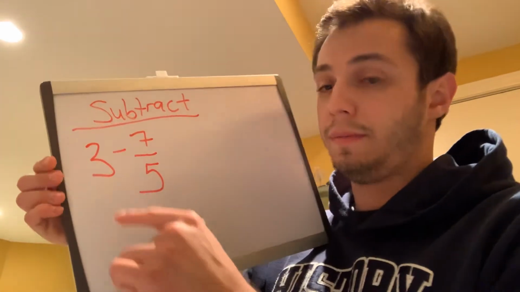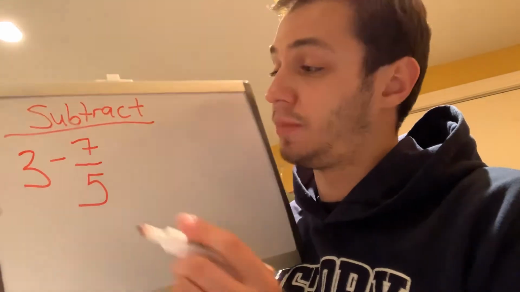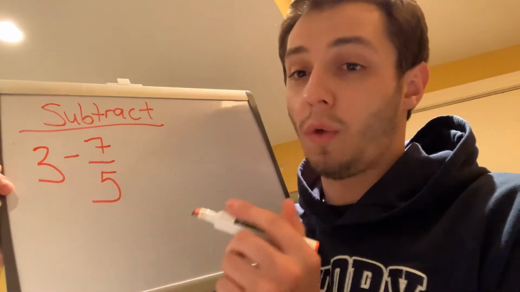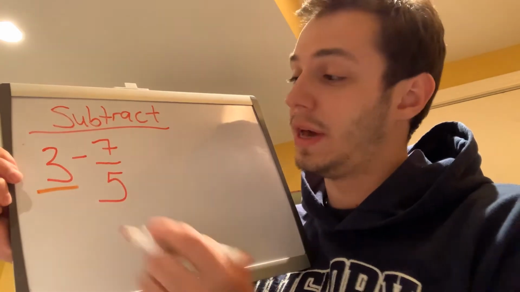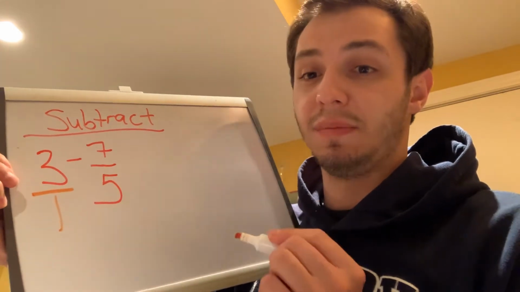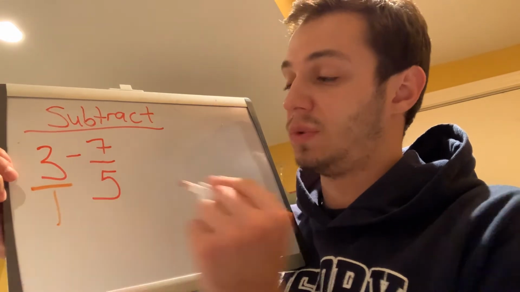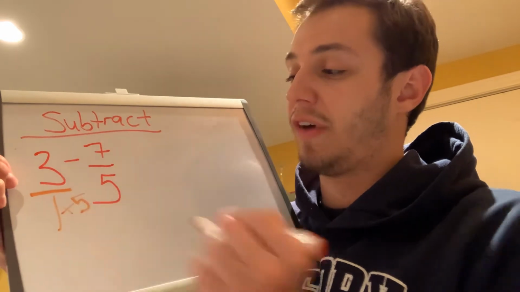So one example from your homework was 3 minus 7 over 5. I have a whole number and a fraction. So once again, I'll use a different color. I cannot subtract this fraction from this whole number, so I'm going to have to change this whole number into a fraction. How do I do that? I'll put it over 1. When I'm subtracting, my bottom numbers need to be the same. This one's a 5, this one's a 1. They're not the same. So what I'm going to do is multiply the 1 by 5.